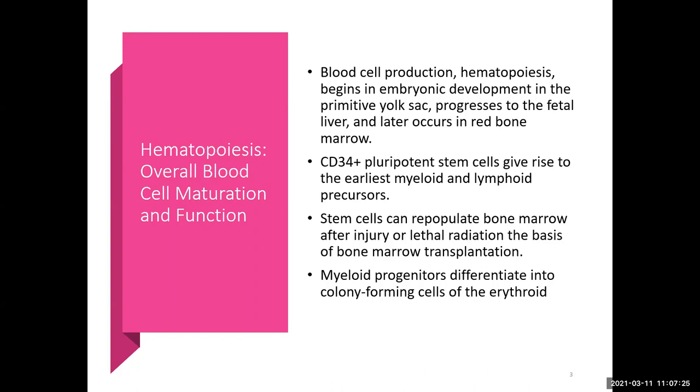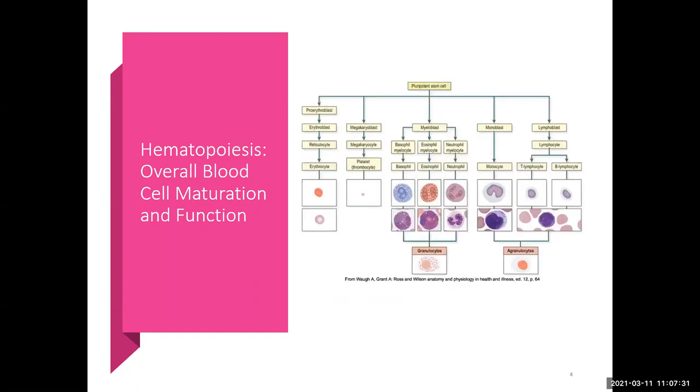The myeloid progenitors differentiate into colony forming cells of the erythroid line. So this is just a diagram to show you that those cells will decide at some point, depending on the need, what they will be: either the erythrocyte, red blood cell line, the platelet line, your granulocytes, or your monocyte and lymphocyte cell line.